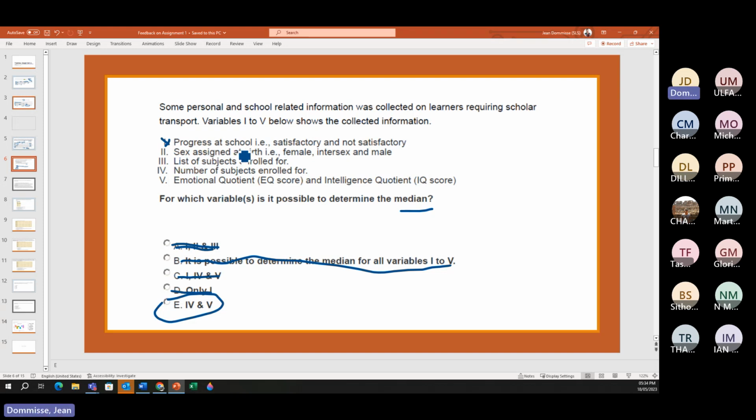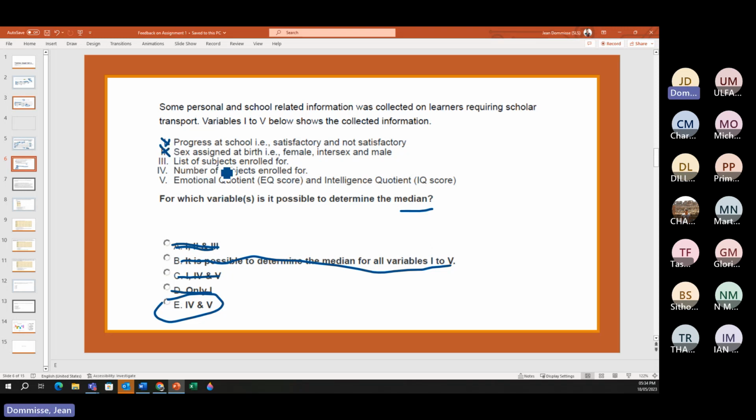Sex assigned at birth, i.e., female, intersex, or male. Very similar to satisfactory and not satisfactory. So again, we can't get a median for that.